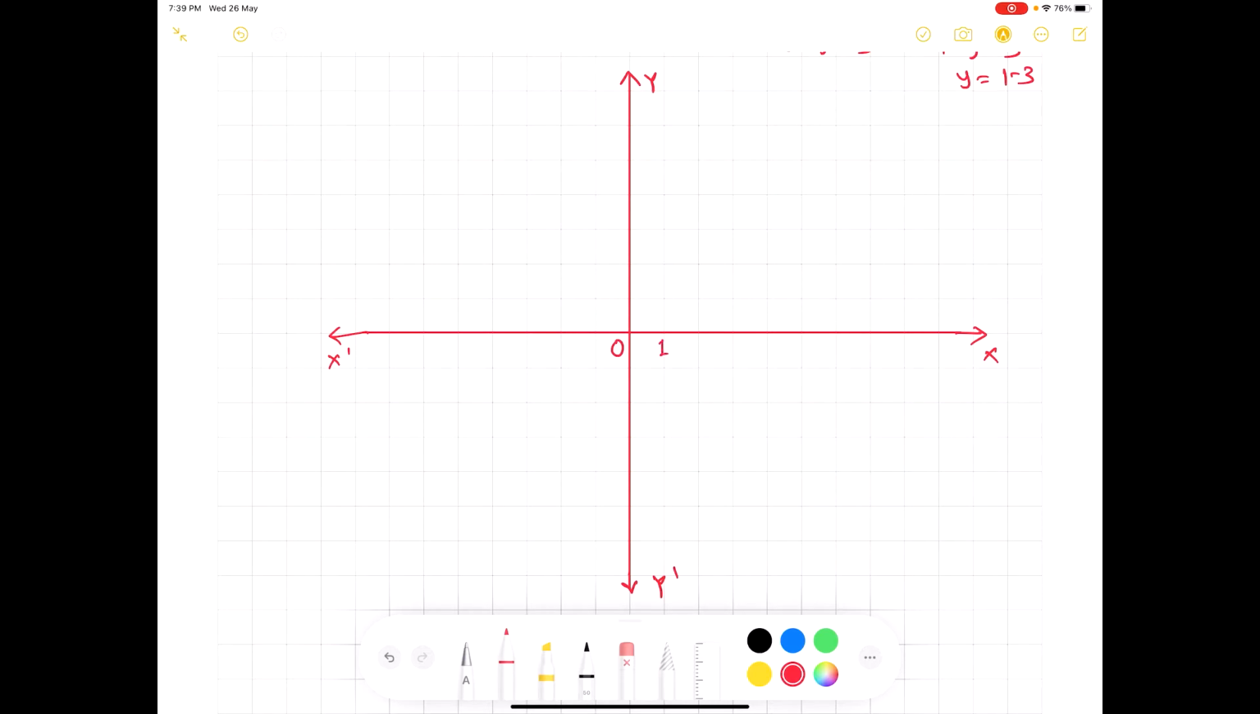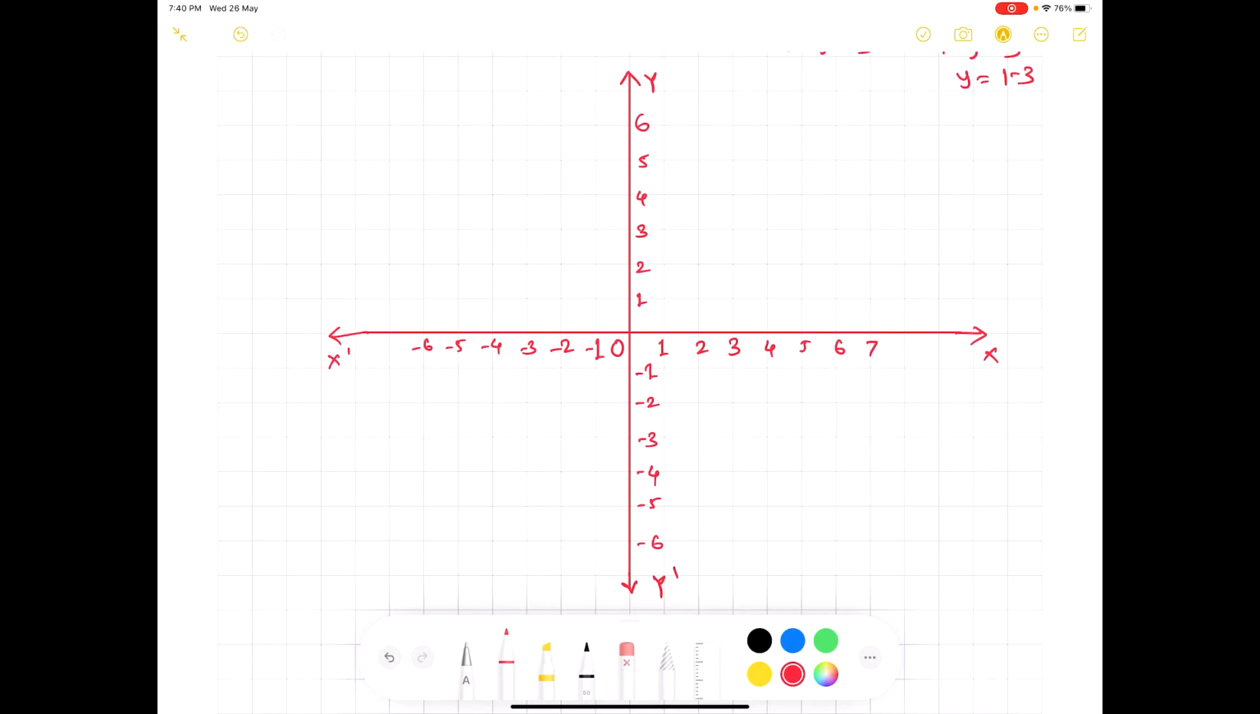Origin, 1, 2, 3, 4, 5, 6, 7. Then minus 1, minus 2, minus 3, minus 4, minus 5, minus 6. Then 1, 2, 3, 4, 5, 6. Again for the negative y-axis, minus 4, minus 5, minus 6.